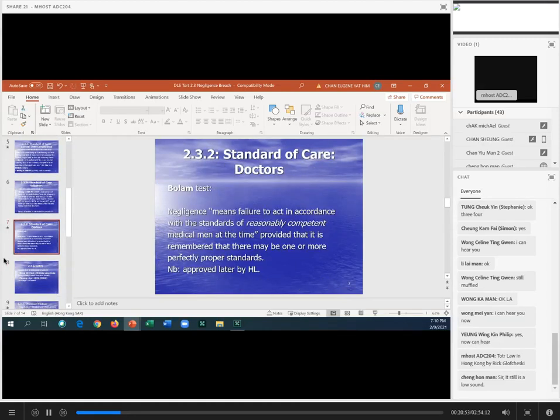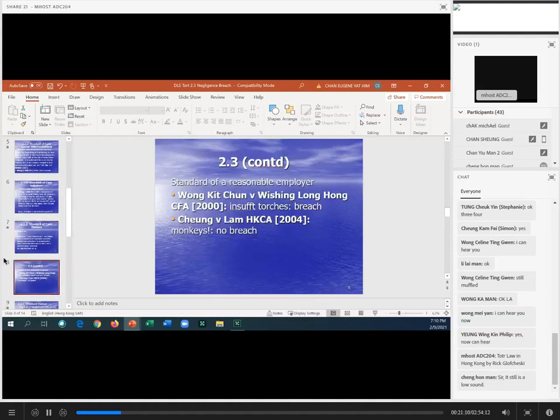And in the case of doctors in particular, it means failure to act in accordance with the standards of a reasonably competent medical man at the time. Okay, so there may be more than one standard, depends on the circumstances.